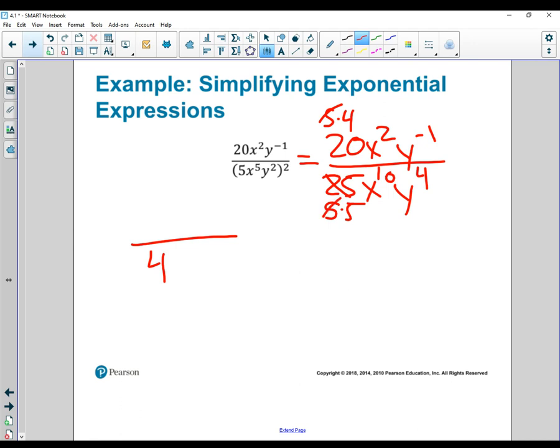4/5. 4/5. Right, they both divide by 5. 2 of the x's here cancel with 2 here, and I'm left with 8 in the bottom. This y gets kicked down, so I have how many y's in the bottom?